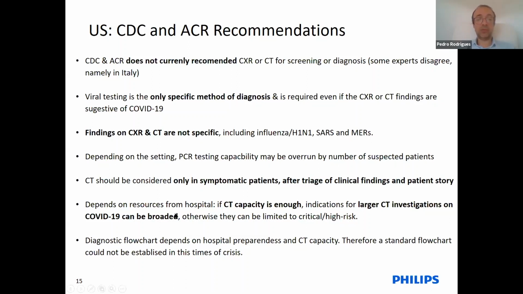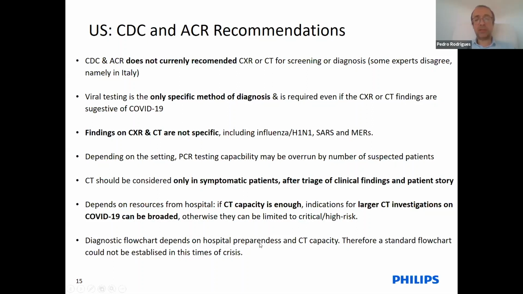So that is one of the options for CT. The other is if the researchers in the hospital make it so that CT capacity is enough. Usually CTs might need to be sterilized after downtime between different patients. But if the capacity is also enough, so that one CT, for example, is reserved for this type of patient, then the indications might be broadened. Otherwise, usually this will be limited to critical or high risk.